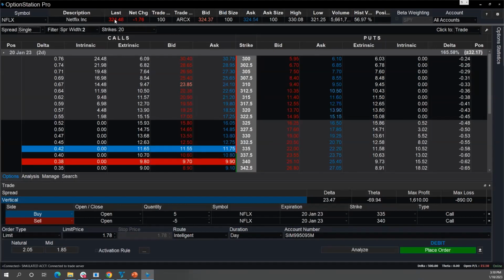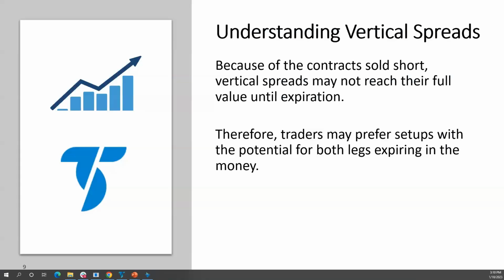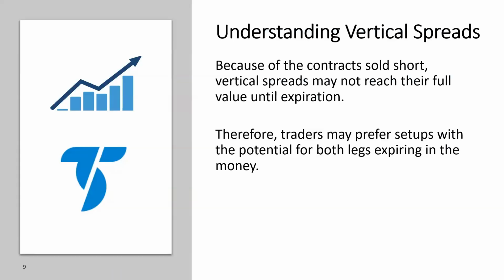And the reason for doing that, or whatever the spread is, is because you're going to have a lot of bid-ask spreads on both sides of it, and it can be difficult to get the full value. The other thing is it might jump to a level, move around, and you never capture that full amount. So one of the things I want to emphasize in this webinar was some of the ways to identify opportunities that will not have that kind of frustration. So you may not reach their full value until expiration. Therefore, traders may prefer setups with the potential for both legs expiring in the money. Okay, so that was slide 9.